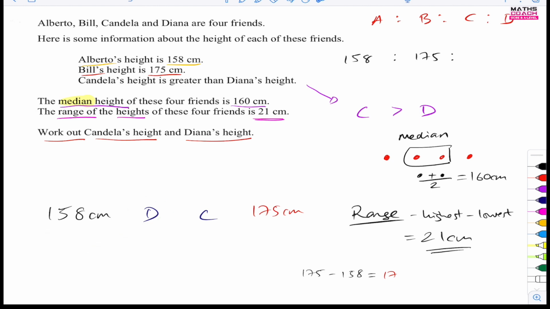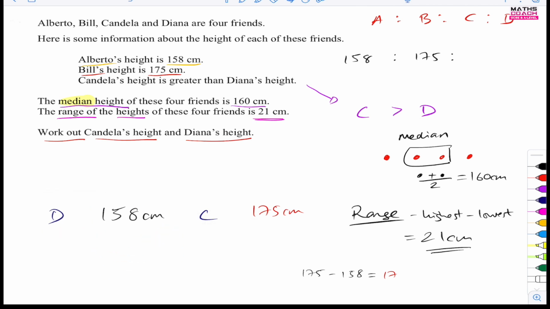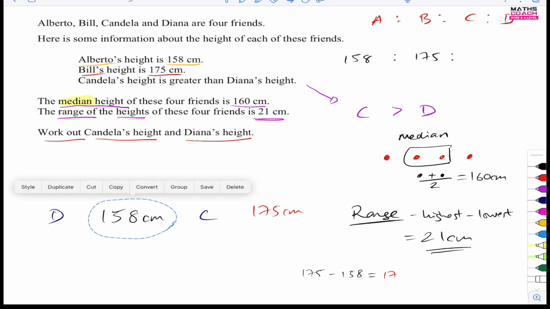Because remember, 175, if that is the largest, take away the smallest, we are saying right now is 158. It doesn't give us 21 centimeters, all right? So that should also change. So potentially D could be the smallest value, and it will still be bigger or smaller than C. Okay, so this is an order that we have. All right, so hopefully you're following all of this. All I'm doing is I'm trialing things based on the information that I have.